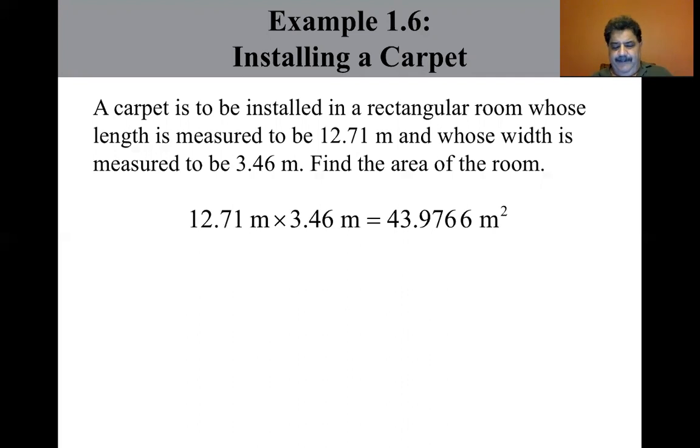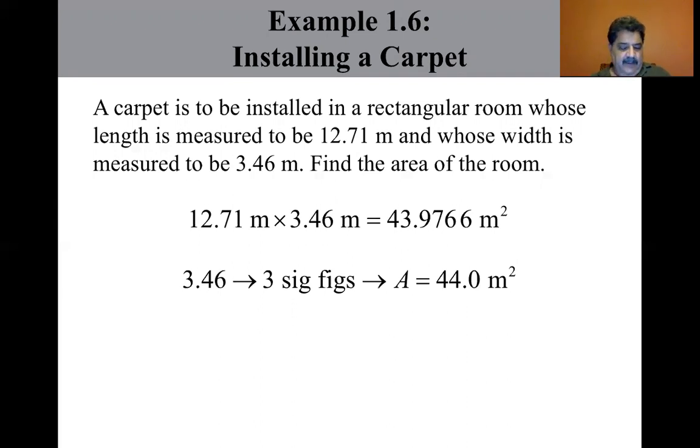Okay. How many of these numbers should you claim? Our rule of thumb for multiplication tells us that you can claim only as many significant figures in your answer as are present in the measured quantity having the lowest number of significant figures. In this example, the lowest number of significant figures is 3, in 3.46 meters. So we should express our final answer as 44.0 square meters. And with that, that ends the chapter discussion.